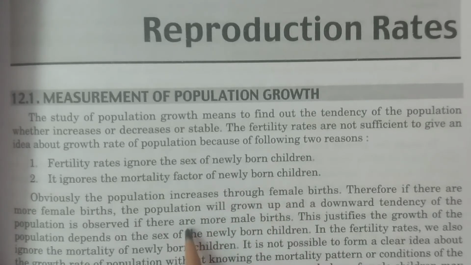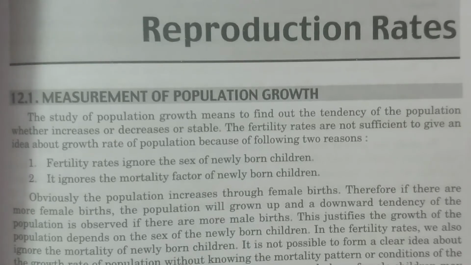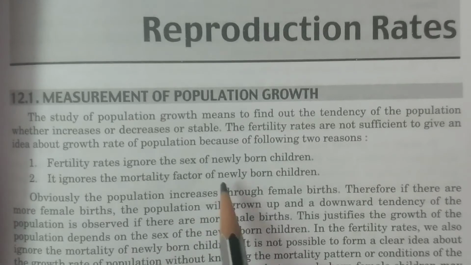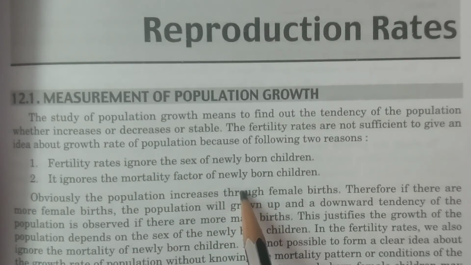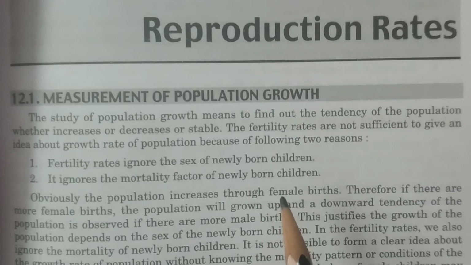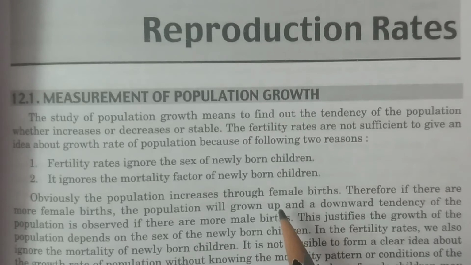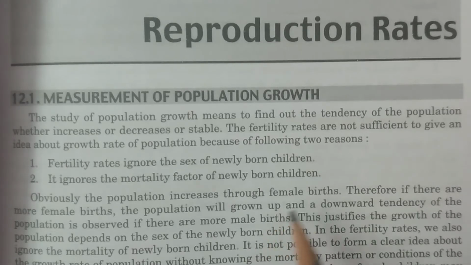It also does not include the mortality patterns. It ignores completely the mortality pattern of newly born children. So these are the two important factors fertility rates do not consider. Therefore, we have to study the population growth with these two particular factors considered, and the population growth is to be calculated with the help of the reproduction rates.